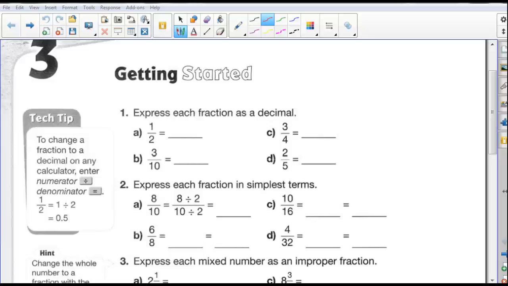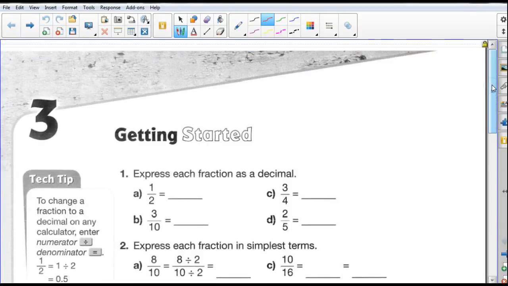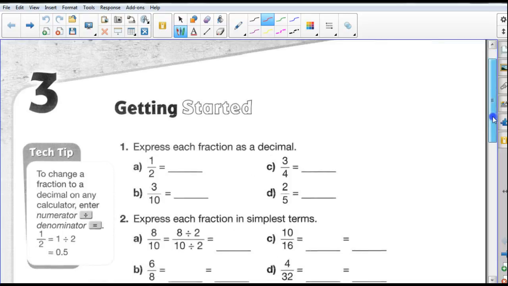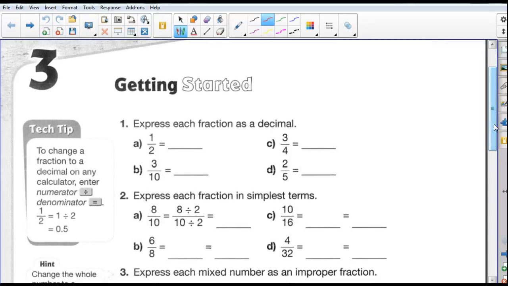Okay, this is the beginning of a new chapter, chapter 3, dealing with measurement. We're going to do a little bit of practice and review of fractions. Let's get started here. Number one, express each fraction as a decimal.